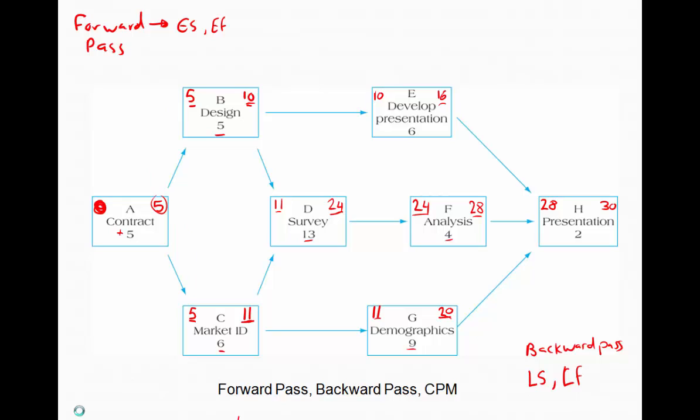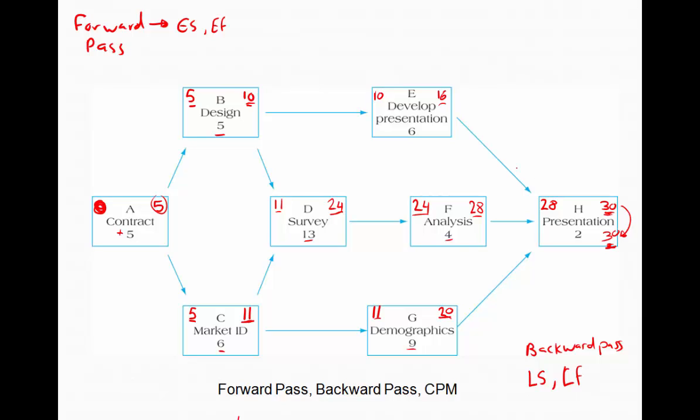All right, now let's go ahead and do a backward pass. For the backward pass, we really start at the end of the network diagram and work our way backwards. We're really reversing what we did with the forward pass. So we start at activity H and we need to determine the late finish for activity H. What we do is take that 30 and move it down. And that is the late finish for activity H.